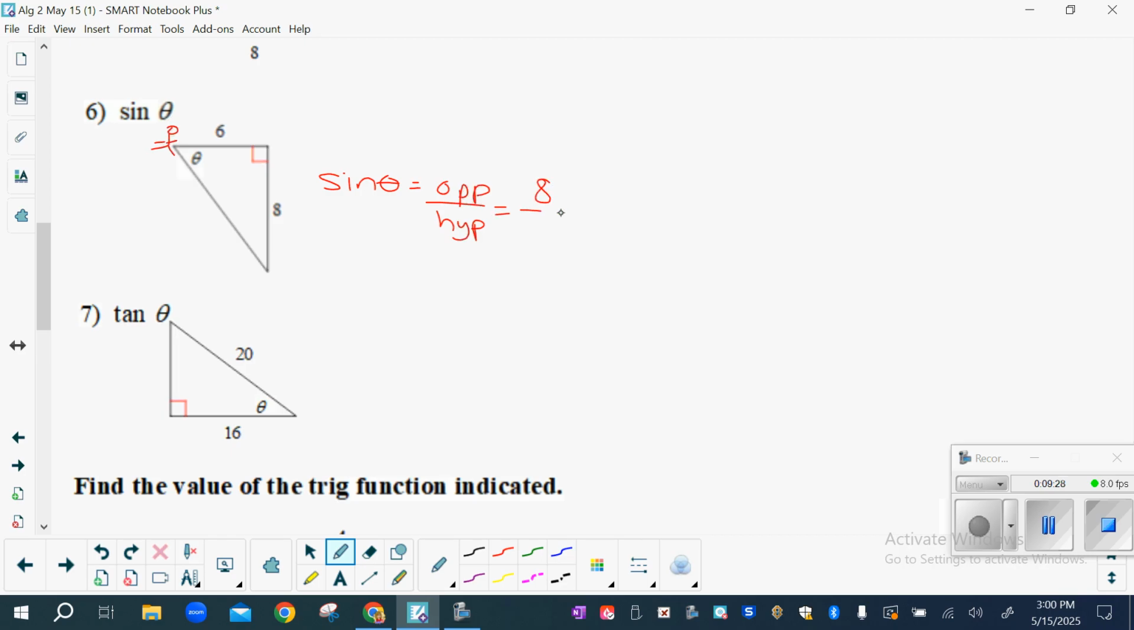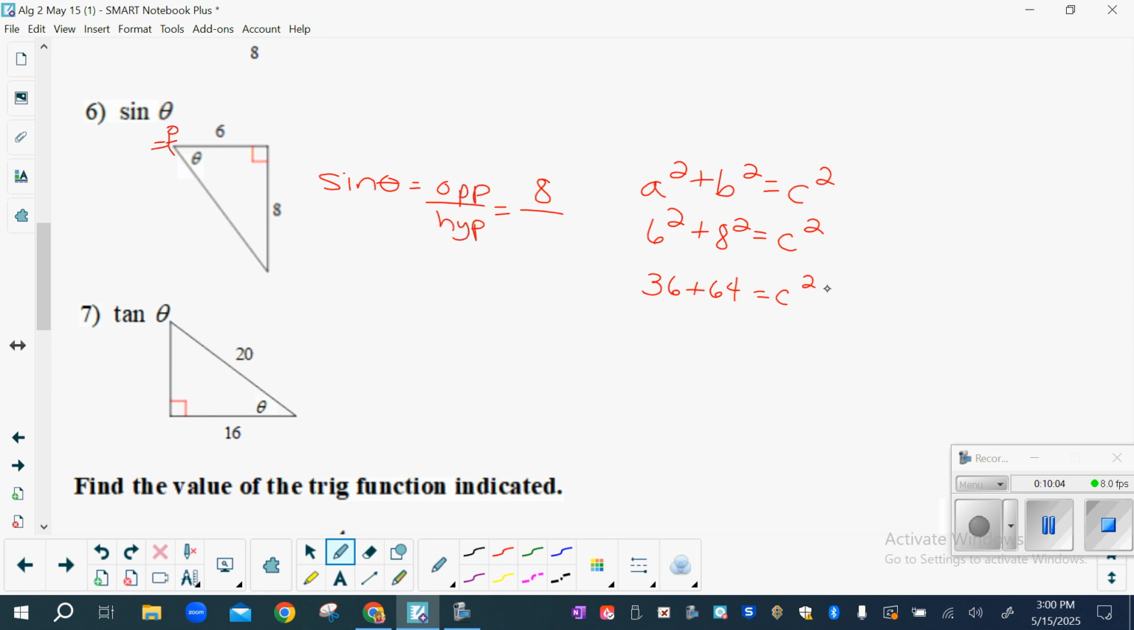Do we know the hypotenuse? No, we do not. So how would we find the hypotenuse? That's the one you got memorized. Pythagorean theorem. We have 2 of the 3 sides, so we're going to use the Pythagorean theorem. So c is our hypotenuse on this one. 6 squared plus 8 squared is c squared. Does that make sense?